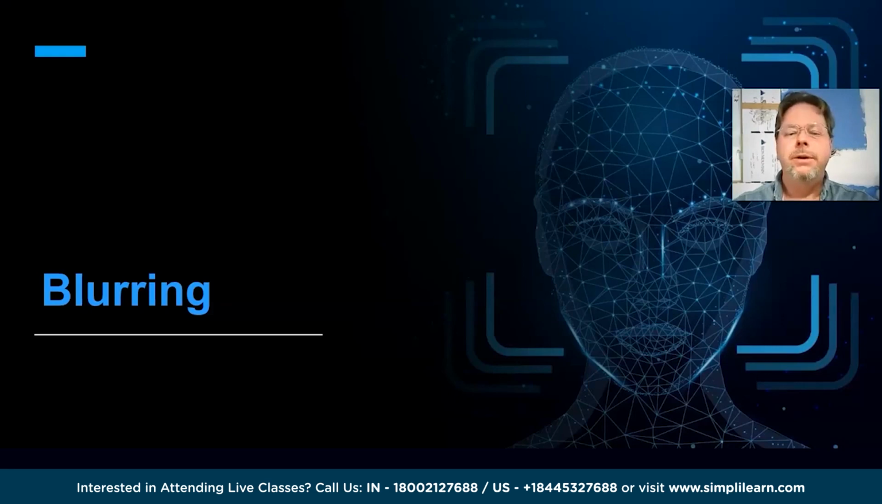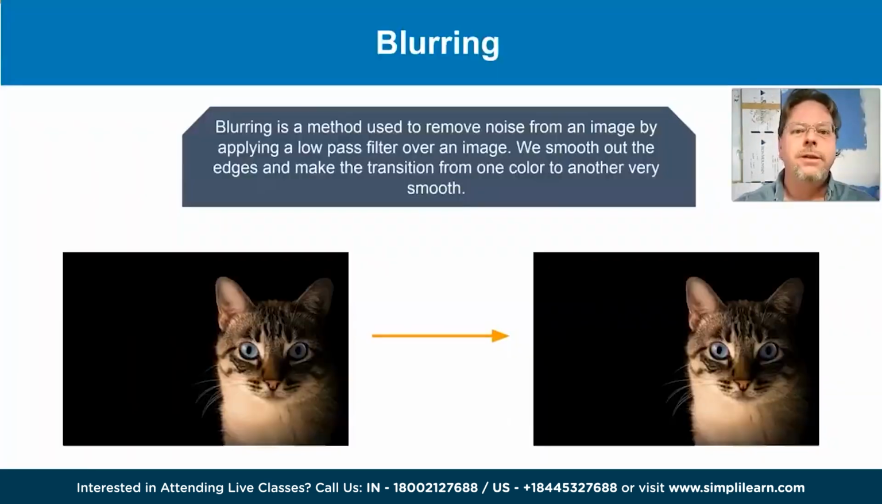And blurring. Blurring is very popular right now because it's easy to find someone's face and then blur out the background without having to play with alpha channels and different things for the coloring around the edging of the head and the coloring. So blurring is a method used to remove noise from an image by applying a low pass filter over an image. We smooth out the edges and make the transition from one color to another very smooth. And you might not be able to see the difference in the cat video, but you start seeing smoothness and sharpness have always been a mainstay of editing images and things like that over the years. And so this is all built into OpenCV.